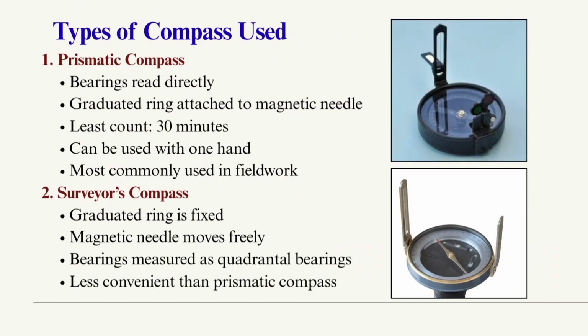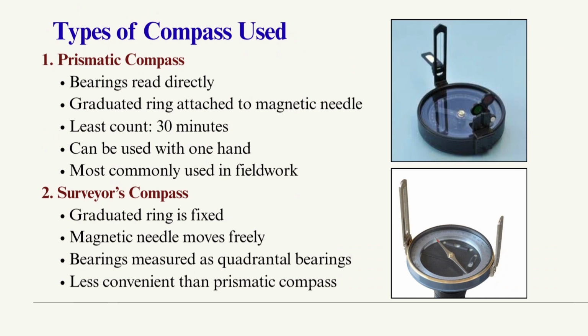Now the next point is the types of compass used. In surveying, there are two types of compass commonly used: the first one is the prismatic compass and the second is the surveyor's compass. We'll check the details of both one by one. The first one is the prismatic compass. The prismatic compass is the most widely used compass in surveying and it has graduations from 0 to 360 degrees. The bearings are read directly with the help of a prism and the least count is 30 minutes.